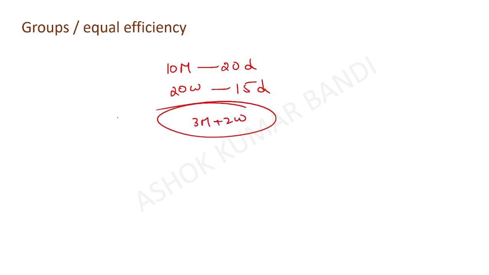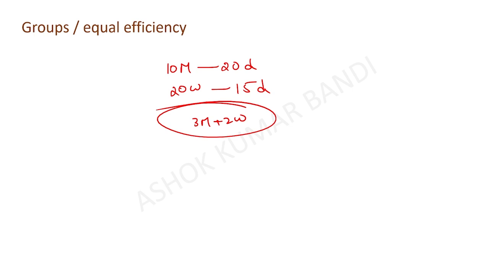So we are going to start with groups of equal efficiencies. That means the problems are going to be like this. 10 men can do a work in 20 days, and 20 women can do the work in 15 days. You need to find out how long 3 men and 2 women working together will take to finish the work. That means he is going to take some people from group 1 and some people from group 2, combine both of them to form a third group, and you need to find out how long the third group will take to finish the work.